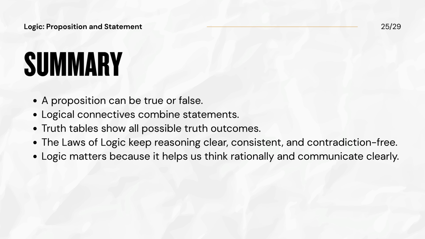Number 3. Truth tables show all possible truth outcomes. A truth table is a table that lists all possible combinations of truth values for a set of propositions and shows the resulting truth value of a compound statement. It helps determine the validity of an argument. Number 4. The laws of logic keep reasoning clear, consistent, and contradiction-free. The laws of logic, law of identity, law of non-contradiction, law of excluded middle, provide the foundation for rational thinking and ensure that our arguments are valid and free from contradictions.